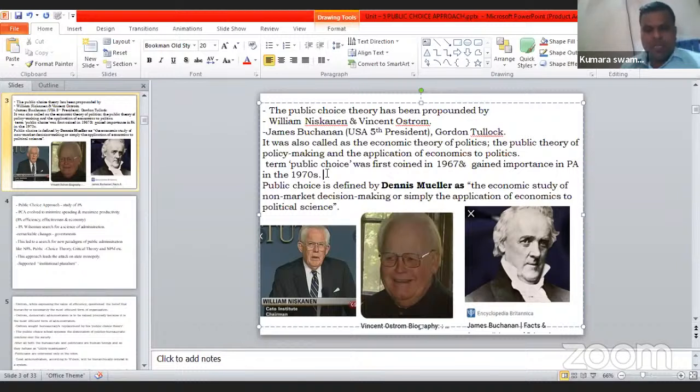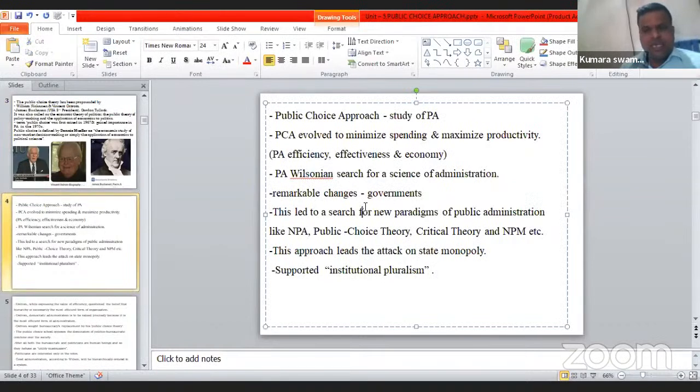Second, the term public choice was first used in 1967. Public choice is defined by Dennis Mueller in his work, where he emphasized the various concepts that come under the public choice approach. It is a study of public administration. The public choice approach is involved in minimizing spending and maximizing productivity in governmental organizations.